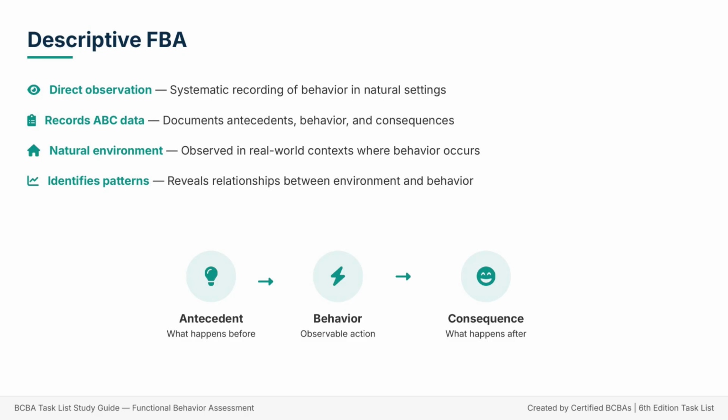Descriptive FBA involves direct observation of behavior in the natural environment. Here, we are not asking people what happened. We are actually watching and recording behavior. The goal is to identify patterns between environmental events and behavior. This makes descriptive assessment more objective than indirect methods.